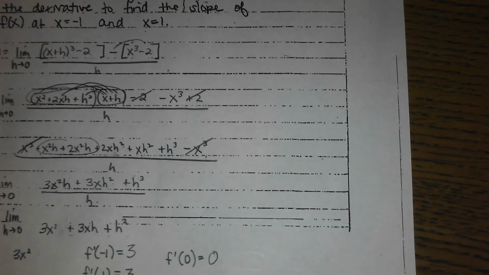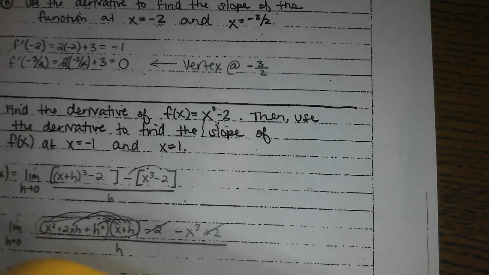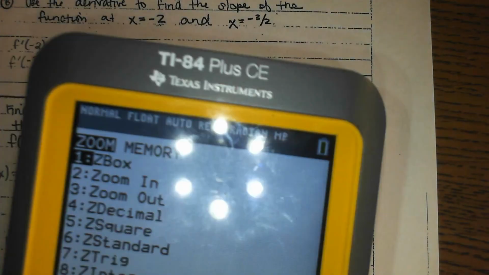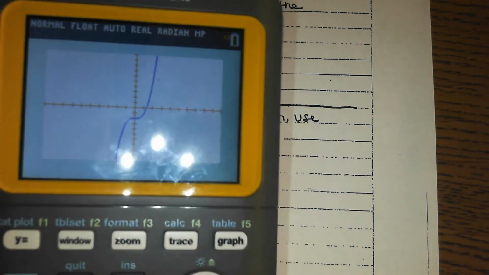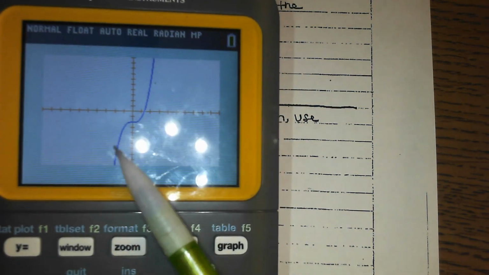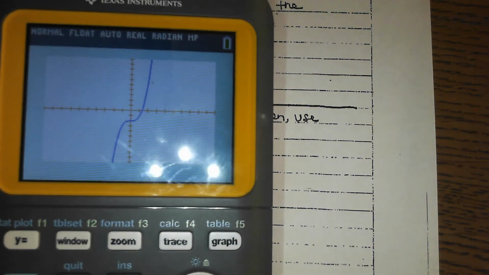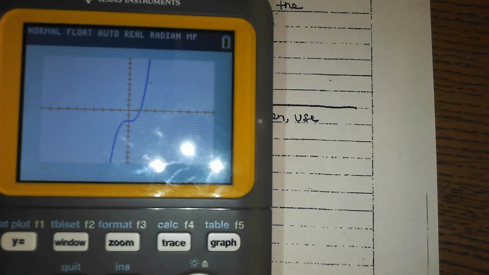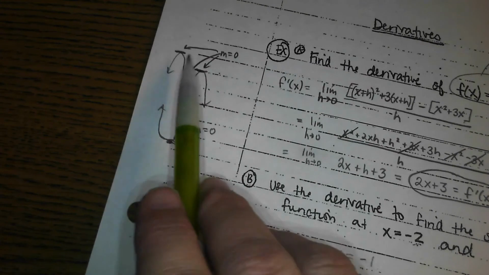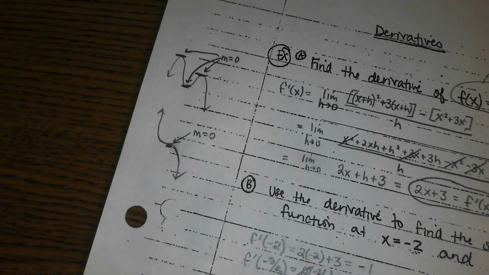Now, when you look at this graph, which is a cubic function shifted down 2, at 0, the slope is 0 because it's one of those little wiggles that we have. It's like a triple root kind of thing. It's just that it's been shifted down 2. So when the derivative equals 0, it doesn't have to be a max or a min. It can be one of these wiggle kind of scenarios.